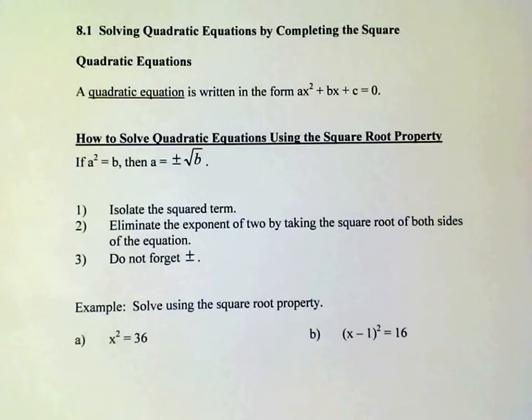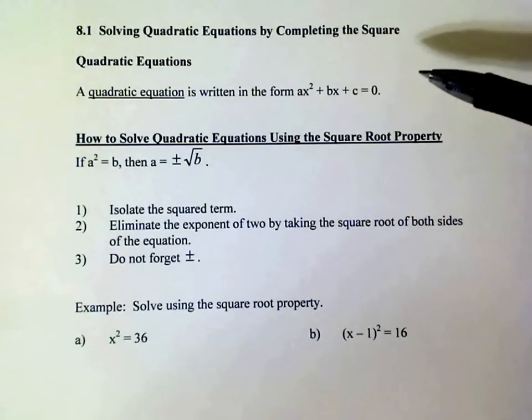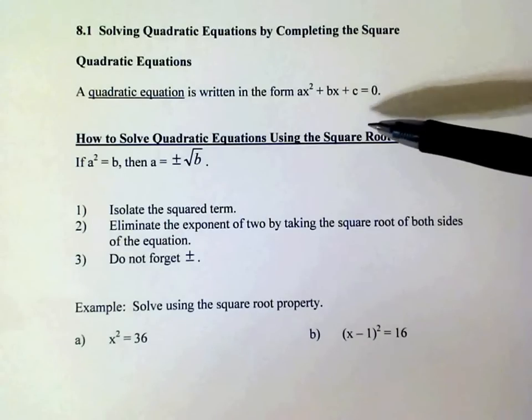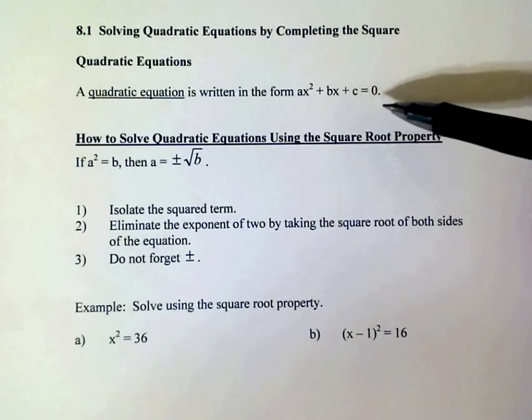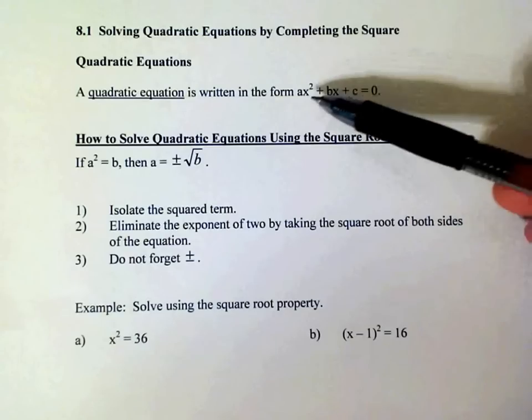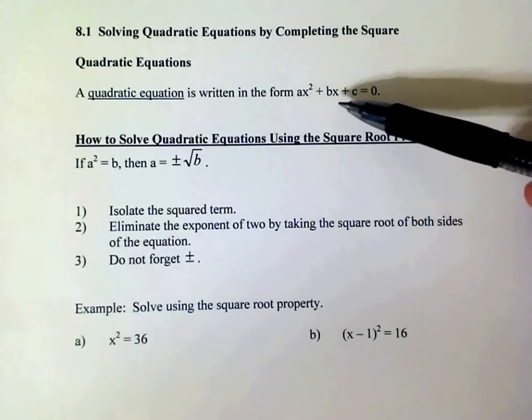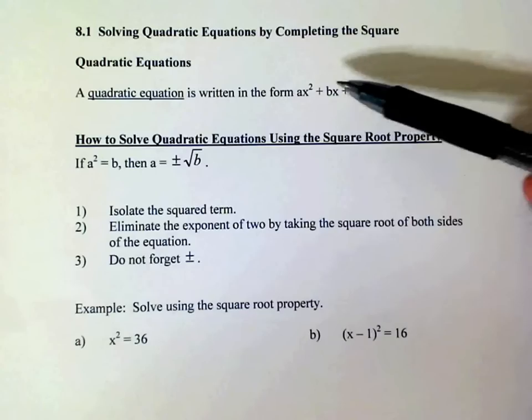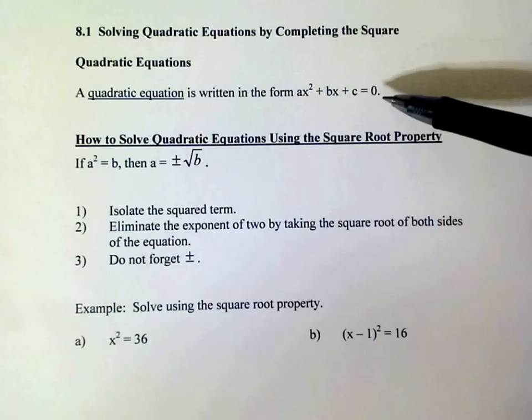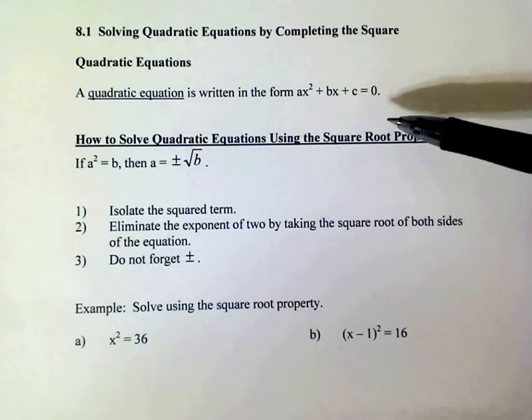Solving quadratic equations by completing the square. First off, let's talk about what a quadratic equation is. They're always of the form ax squared plus bx plus c equals 0. The most important thing is that it's equal to 0 and it has an x squared term. It may or may not have a bx or c term. It will always have the x squared and it will always be equal to 0. If it's not equal to 0, you make it equal to 0.